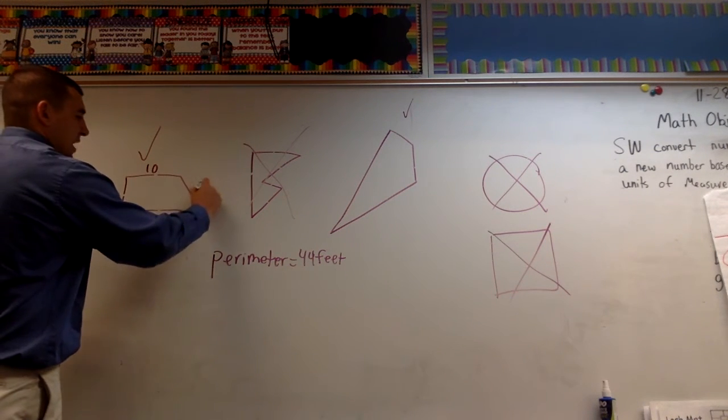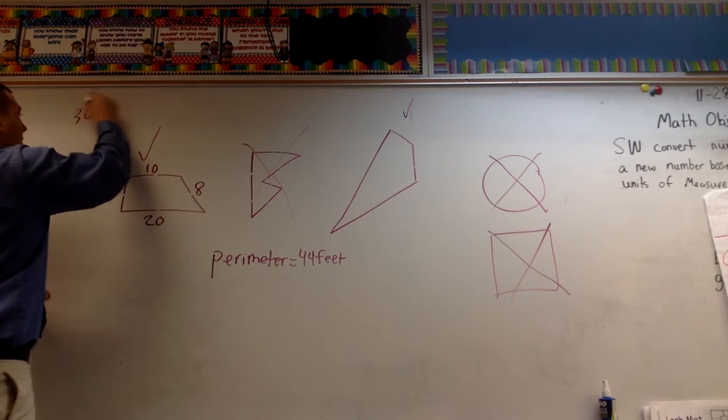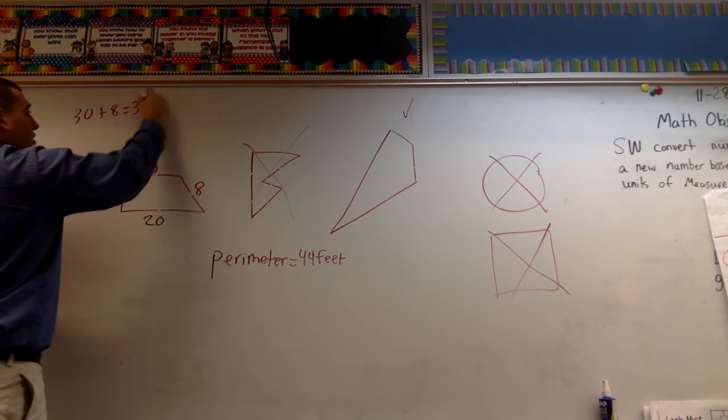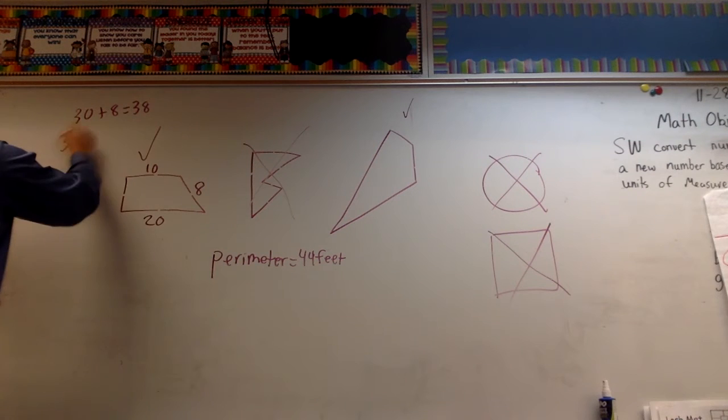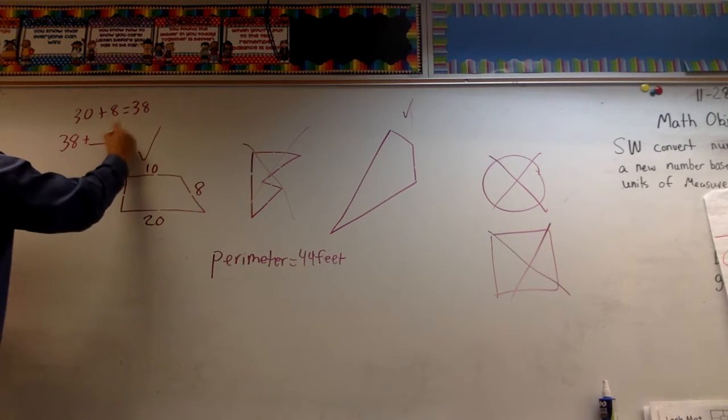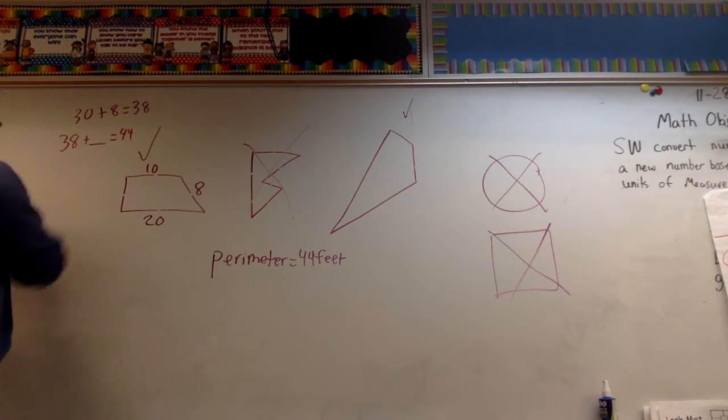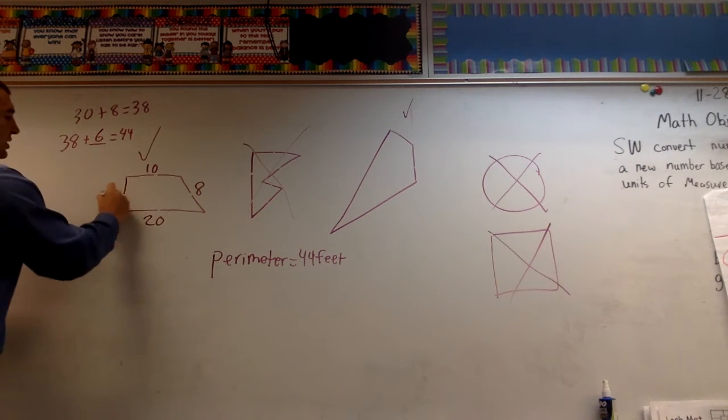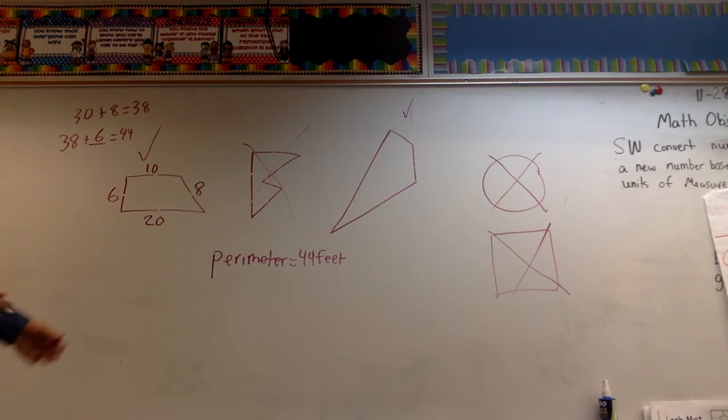And then if I make this side 8, 30 plus 8 equals 38. Well, 38 plus what number gives me 44? Yeah, 6. So this side can be 6. So I know that one works.